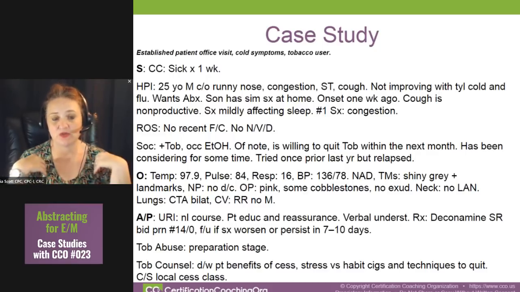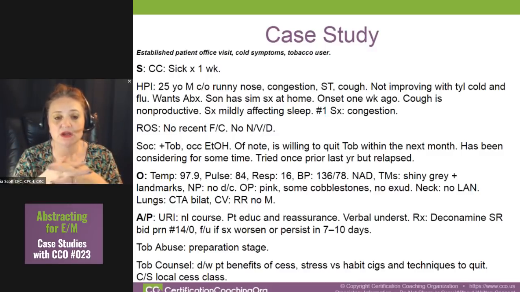So the fact that we know that about the patient is pertinent, and we know what they're going to start looking at, right? So we have a 25-year-old male. So the chief complaint, the chief reason why the patient's coming in, we have runny nose, congestion, ST, cough. Okay, so the patient, again, common cold symptoms, right?